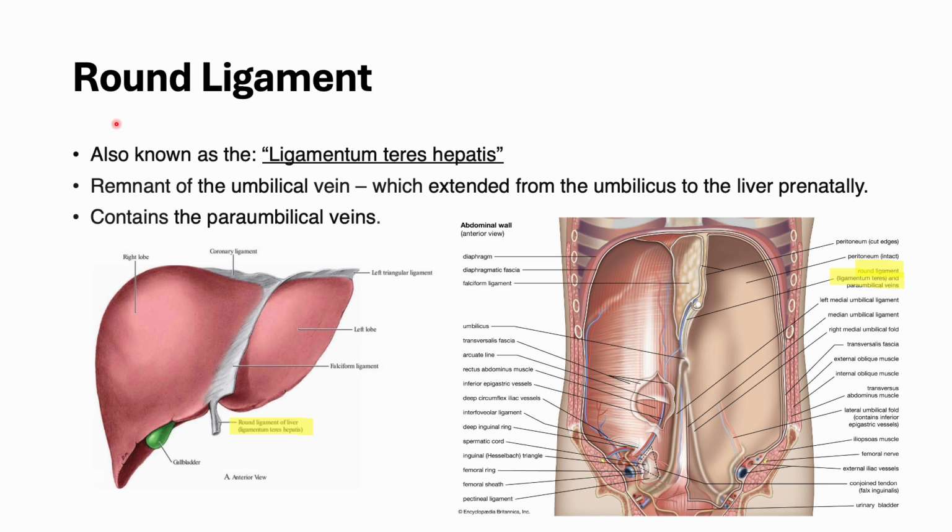And then this was the other ligament located above the arcuate line, and this is our last slide. The round ligament, I'm going to butcher this, is also known as the ligamentum teres hepatis, and you can see it right here, and also right here. That is the remnant of the umbilical vein. What the umbilical vein used to do was extend from the umbilicus of the baby to the liver. And also super important, it contains the para-umbilical veins.